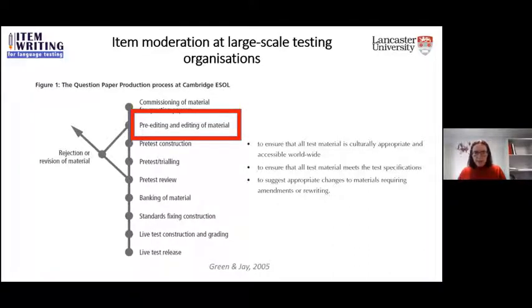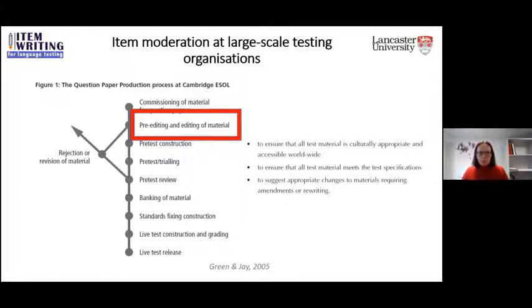We must know that this article was written pre-COVID, so the editing meetings happened in person. At the moment, I understand such meetings happen online. For example, at the British Council's UpTest production team, all quality assurance meetings happen online. Quality assurance is what they call moderation. So this is what happens in large-scale testing organizations.